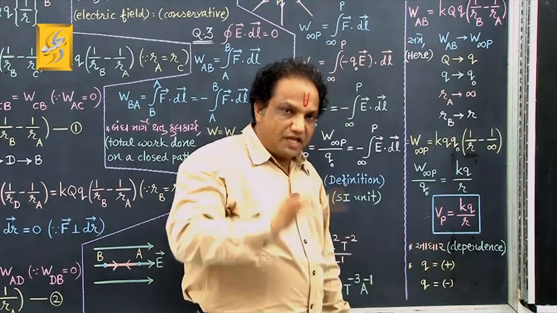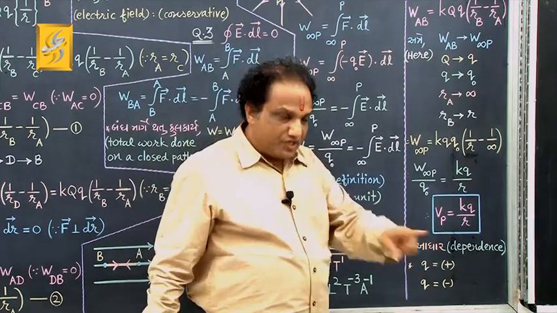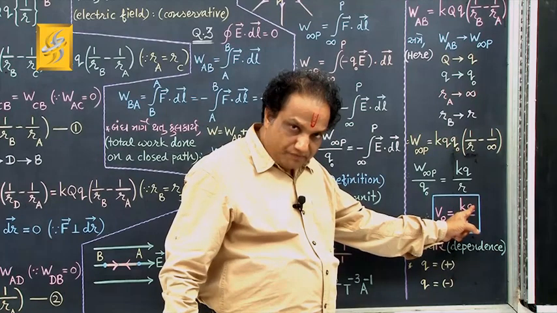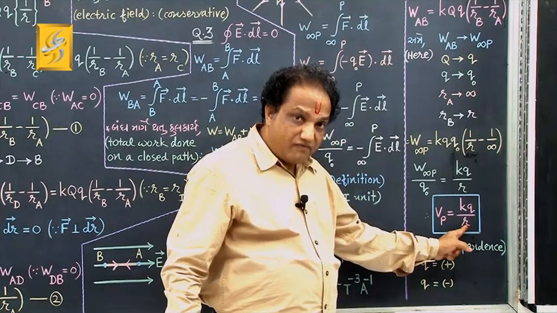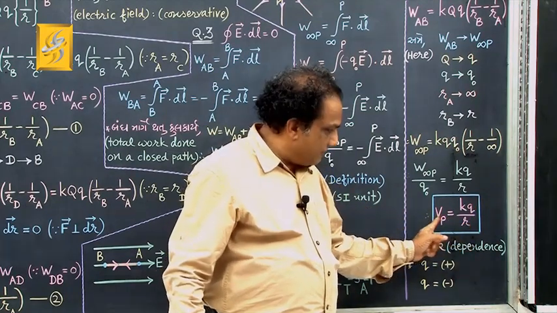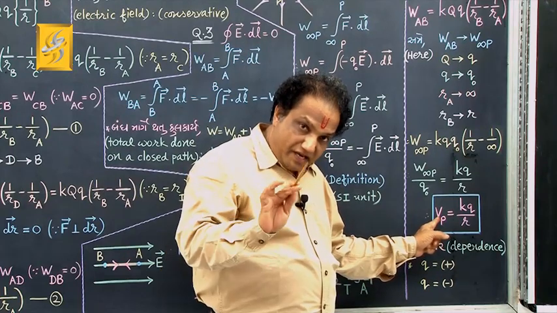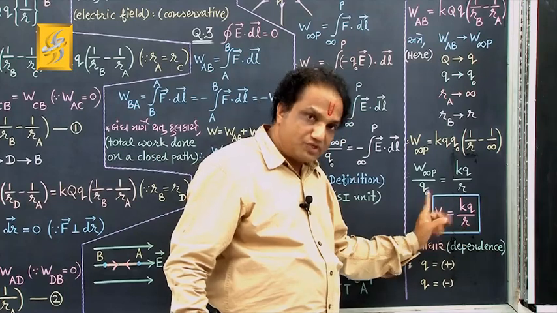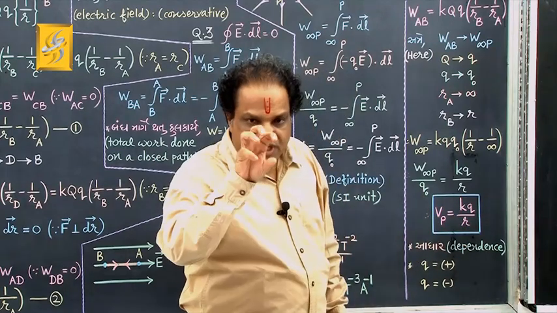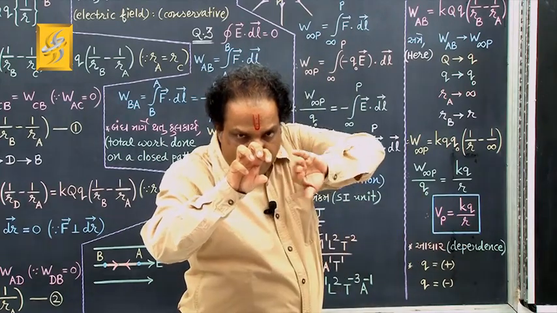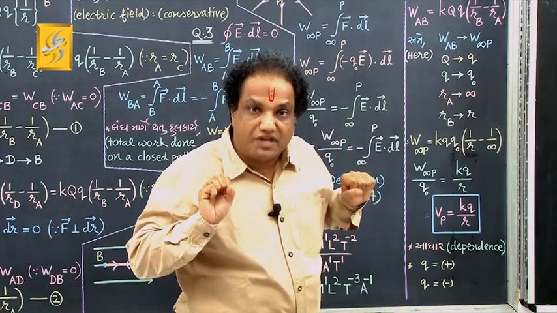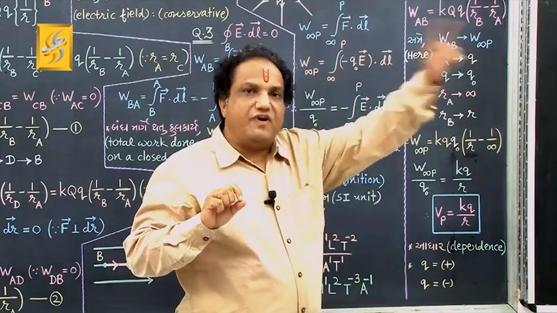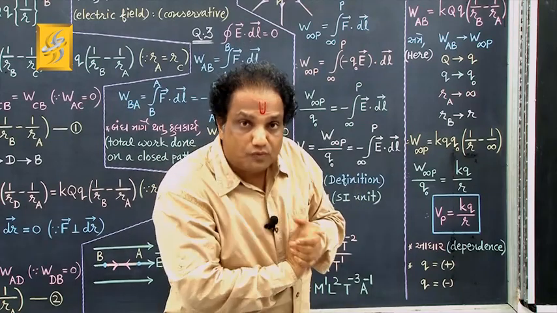And last point, for a positive charge, this q is positive. As distance r increases, this potential will decrease. Finally, at infinite distance, something upon infinity becomes 0. So, as you move away from a positive charge, electric potential decreases, and finally at infinite distance it becomes 0.